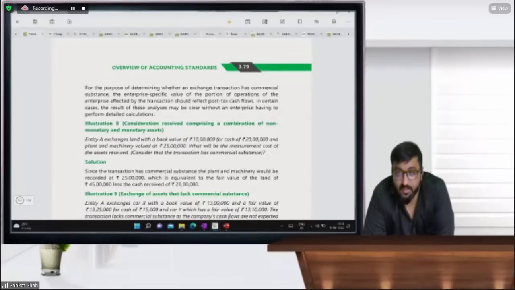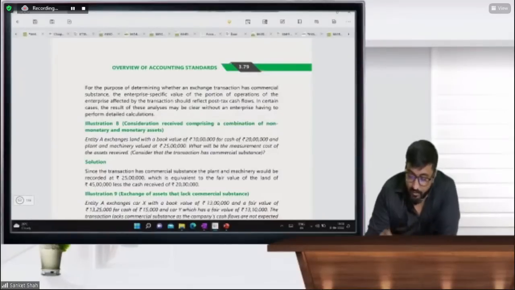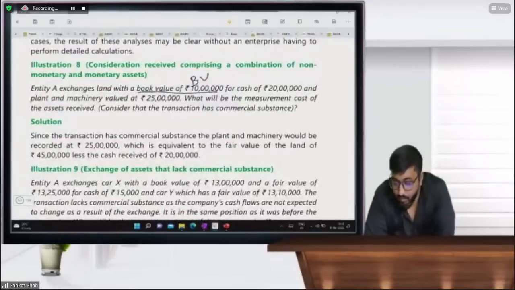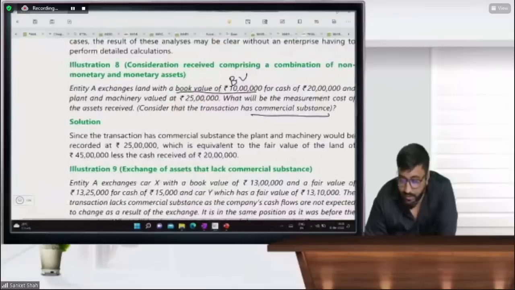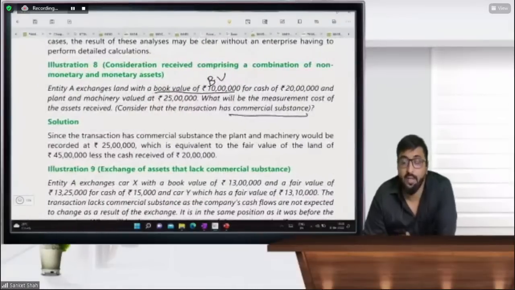Now the question is: entity A exchanges land with a book value of rupees 10 lakhs, so this is BV, book value, for cash 20 lakhs and plant and machinery 25 lakhs. Obviously, it has commercial substance, no doubt in that. Can you tell me the entry for this? Beta, whenever there is a commercial substance, you will record the asset at fair value.